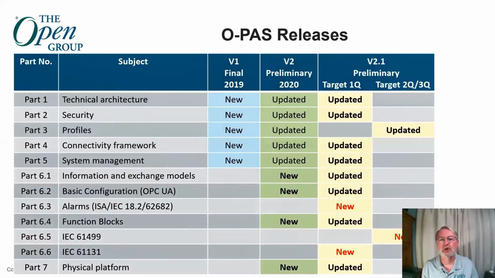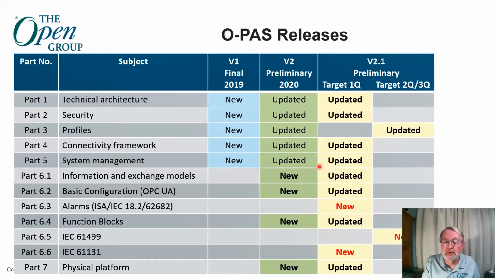This chart is showing you the OPAF's releases to date. What we see here is that version 1 was released in 2019. There were 5 parts to this. In 2020, version 2 was released, and then we see many more parts were added, plus the existing parts were updated. Version 2.1 will be coming out throughout 2021. The first quarter release is in the review process right now, and probably within weeks will be released.